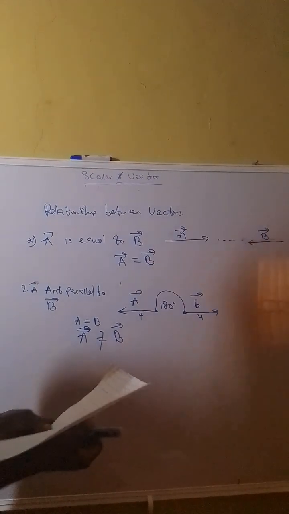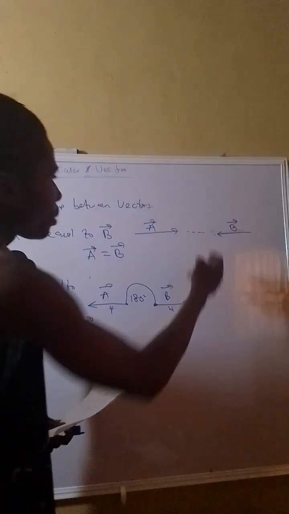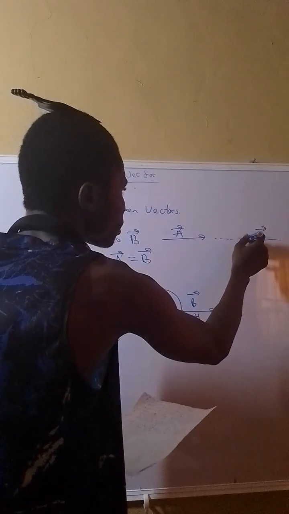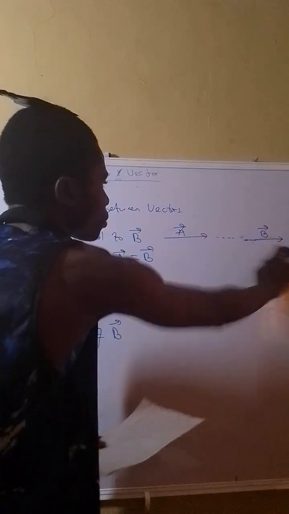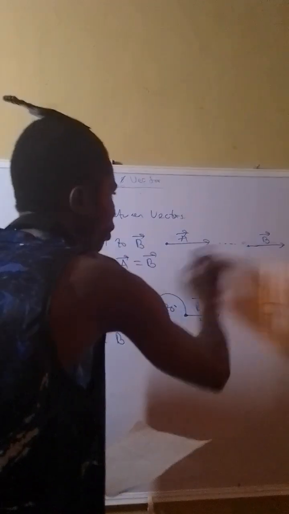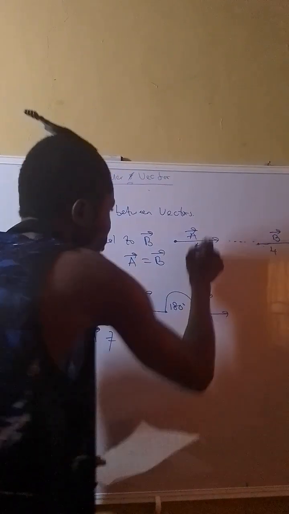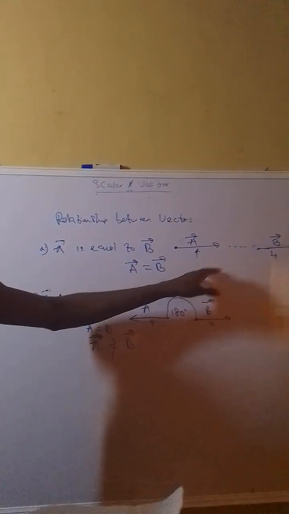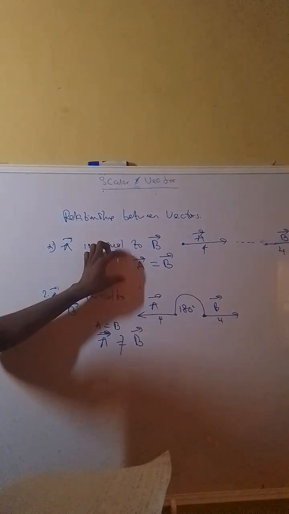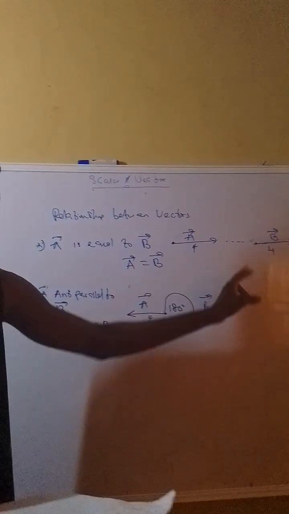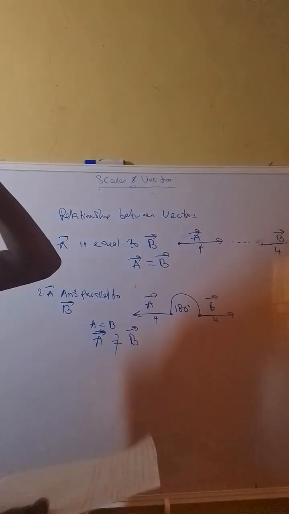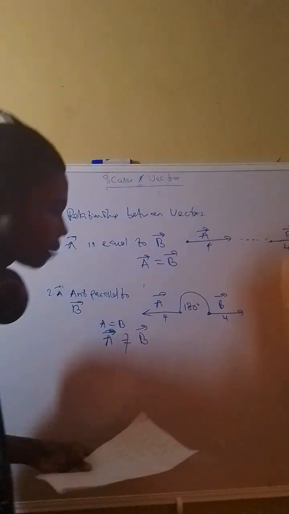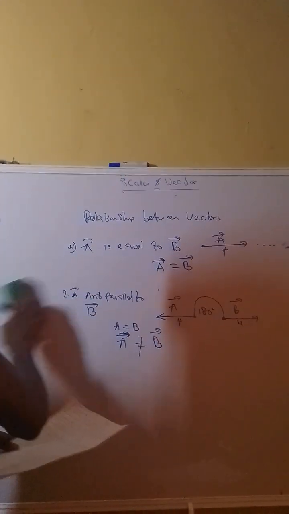So moving on to this. This is pointing here, like this. So they are parallel to each other. This is 4 kilometers, this is 4 kilometers. So don't mind my writing. Since they are parallel to each other and they have the same distance, they can be equal. So A is equal to B: they are parallel, and secondly, they have the same magnitude, which is the same distance. And that is the fourth one.